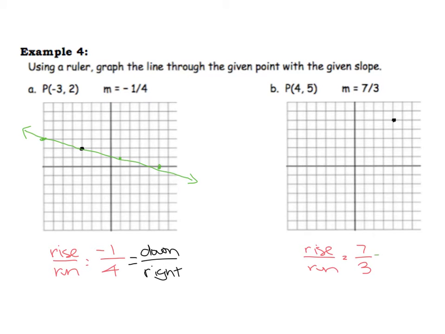I kind of already helped you out here, 7/3. So 7 is your rise, so that means you're going to be going up 7, and your run is going to go, because it's positive, to the right. Now, obviously, if you haven't already noticed from this point that you plotted, 4, 5, you can't really go up 7 because you'd be totally off the graph. So you have to go in the opposite direction. So instead of going up 7, you'd actually go down 7 and to the left 3. Okay, so keep that in mind when you're plotting this graph.